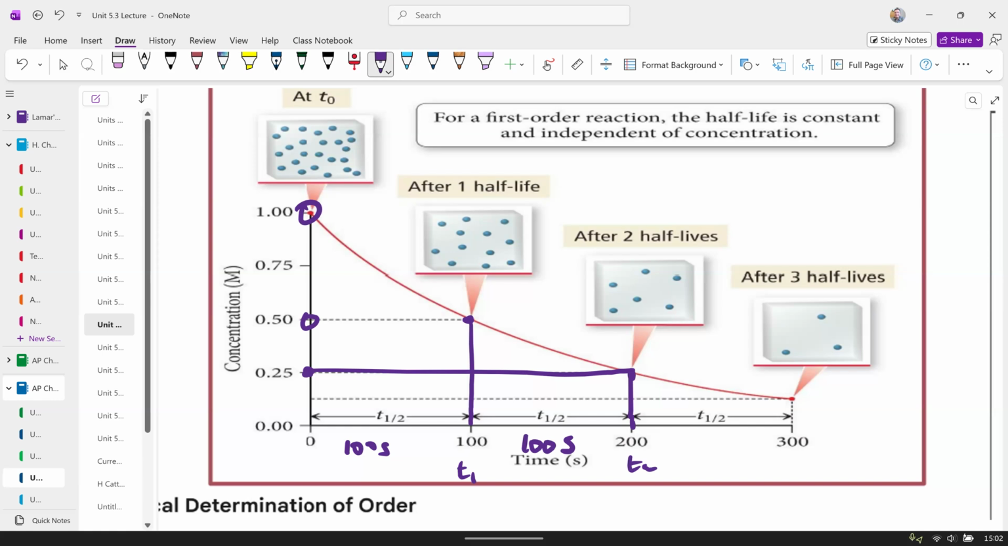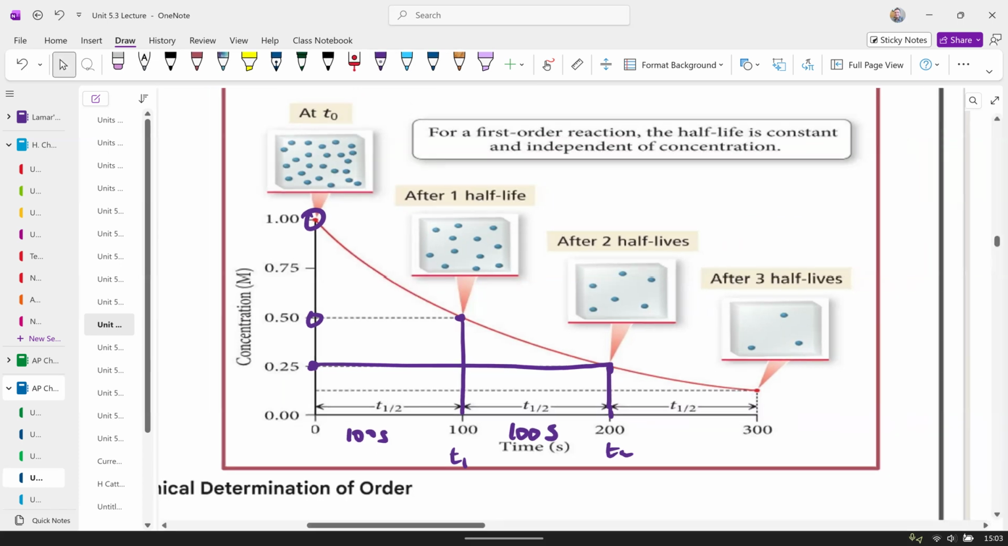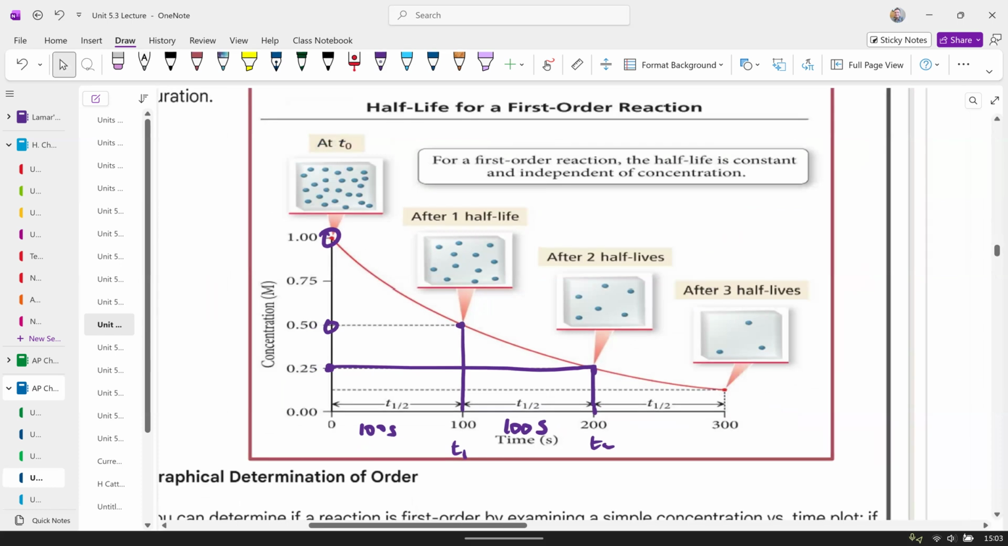By definition, because these two half-lives are the same amount of time, or the same half-life, we can say that this is a first order reaction. Even though this is not a graph of the natural log of concentration versus time, we can use the definition of a first order half-life to identify this as a first order reaction. You see what I said there? We can use this to identify, because that's our task today.